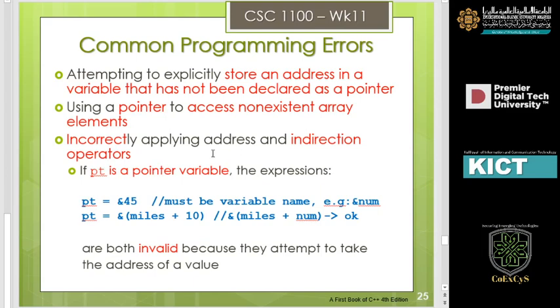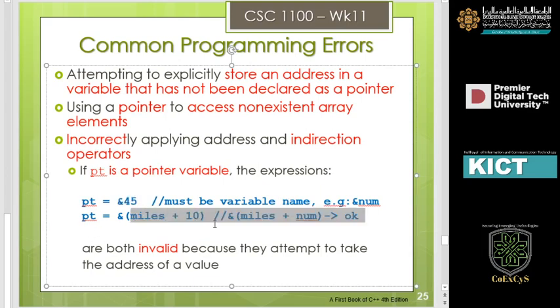The other thing is incorrectly applying the address and indirect operators. So pointer = &45 is not correct. It has to be a variable that we are pointing to. Or pointer = &miles plus 10; in this case, this is correct. You can use the variable miles plus 10, and this would result in the address of this.